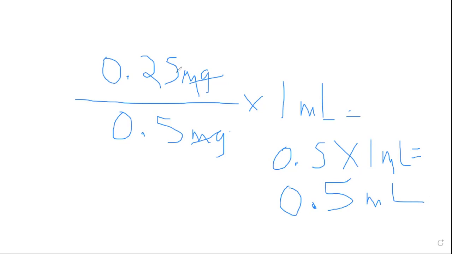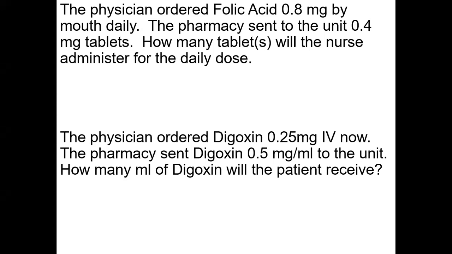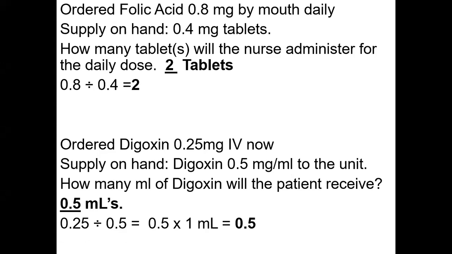Okay, so your doctor's order, 0.25 milligrams divided by what you have on hand, 0.5 milligrams. The milligrams cross each other out. You do the math, you get 0.5, and then you multiply that times 1 ml, and that gives you 0.5 mLs. Okay, so we had 2 tablets and 0.5 mLs. And again, the math is worked out there for you, so you can see it.